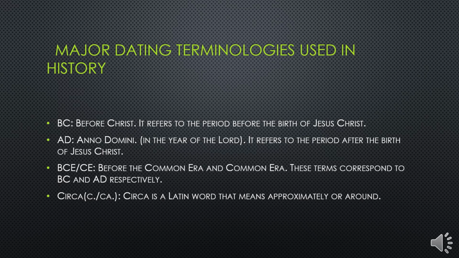So the major dating systems used in history include BC, which is before Christ. BC means before Christ, and it refers to the period before the birth of Jesus Christ. And you also move on to AD, that is Anno Domini, which is in the year of the Lord. It also refers to the period after the birth of Jesus Christ.